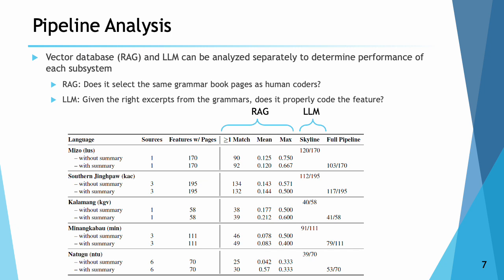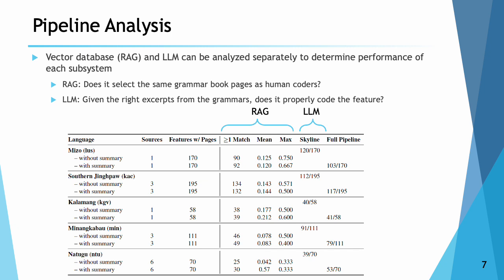The feature, which is expressed in the form of a question, is always included in the search term. We evaluated both including and omitting the summary in the search, shown in the with summary and without summary rows. For each feature, we calculate the similarity between the set of retrieved pages and the ground truth provided with Grambank. Within a language, we calculate the mean and maximum of all the similarity scores shown in the mean and max columns. As a coarser indication of similarity, we evaluate the number of features where at least one of the retrieved pages matches the ground truth, shown in the greater than 1 match column.